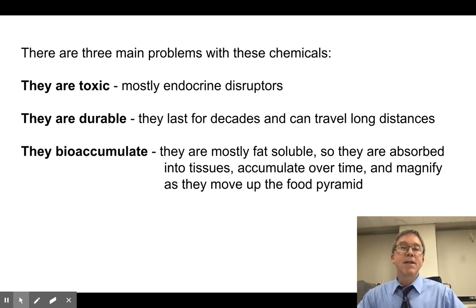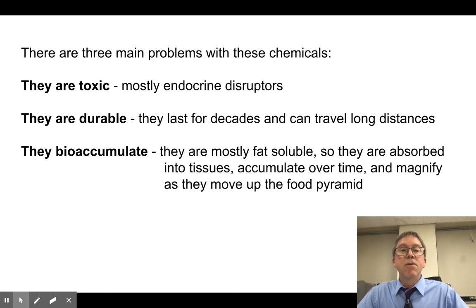So once they're made, they stay made, and that allows them to travel long distances. So they become very pervasive in the environment. And worst of all, they tend to bioaccumulate. They're fat soluble and they're long lasting, so that once they get into our fats, into our tissues, they just stay there, and we get more and more and more of them.